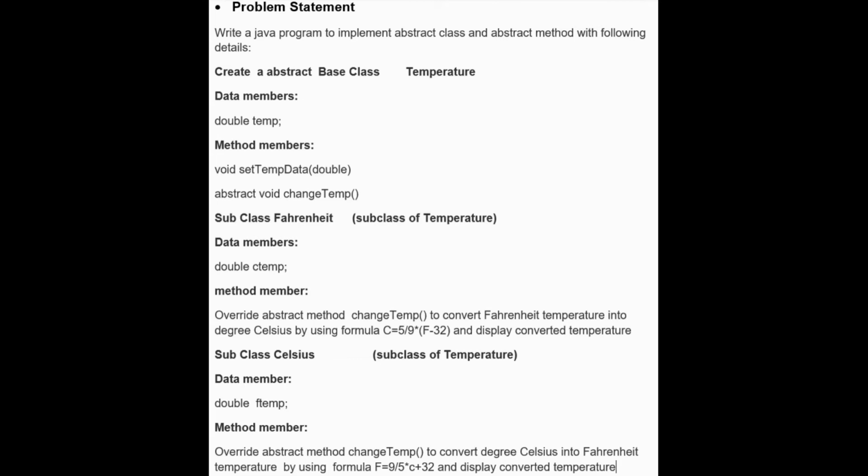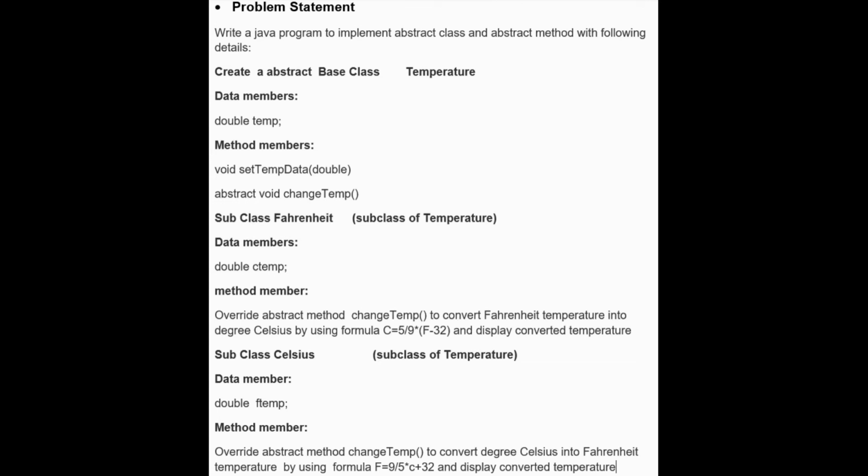So what does it say? It says write a Java program to implement abstract class and abstract method with the following details. So we say that create an abstract base class that would be Temperature, and now the data members would be double temp, and method members would be void setTempData, that would be having data type double inside it, and then the abstract void changeTemp. Then subclass is Fahrenheit, and it will be a subclass of Temperature. Then the data members, that would be double cTemp.